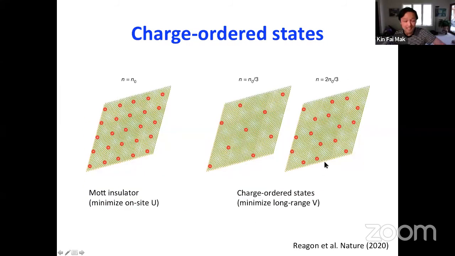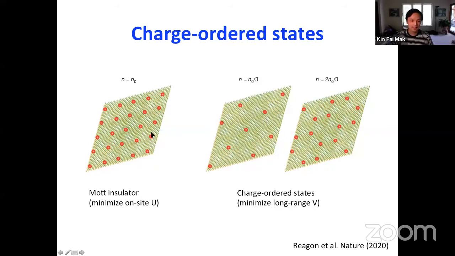And in fact, such an effect has been seen in Feng Wang's group, reported this year in Nature, that in addition to the Mott insulating state, there are some extra incompressible states that you can actually see at fractional filling factors. For instance, 1/3 filling of the Moiré superlattice and 2/3 filling of the Moiré superlattice, and you see extra charge order states developed at these filling factors.